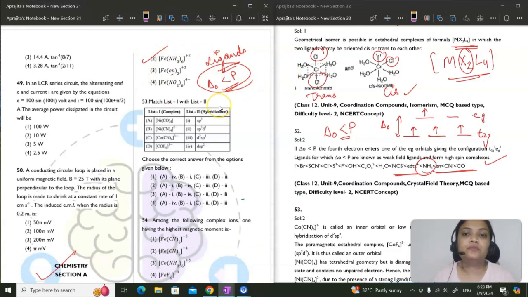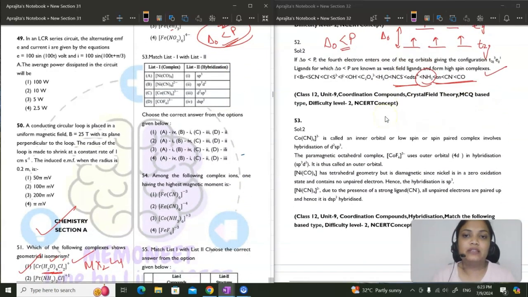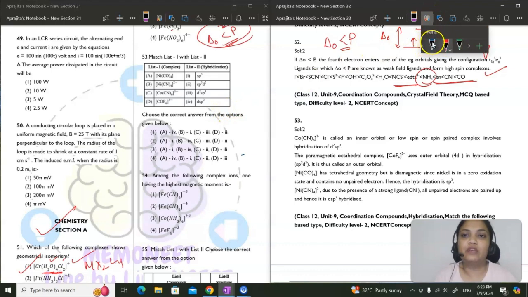Now moving ahead, students, next question: match list 1 with list 2. Here some complexes are given and we need to match them with their hybridization. In coordination compounds, knowledge of hybridization is also very important. So let's have a look at that.